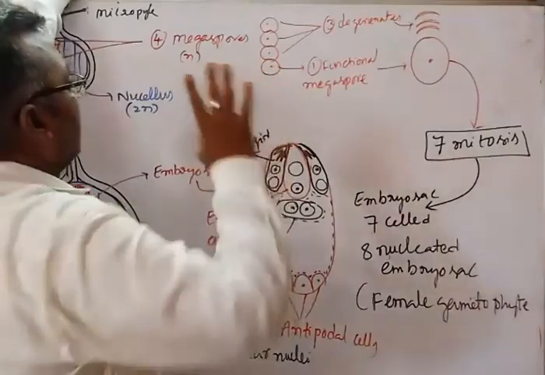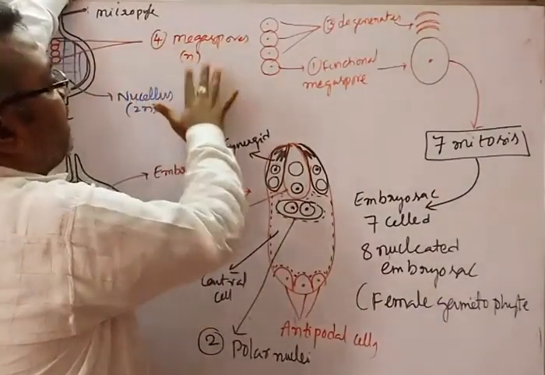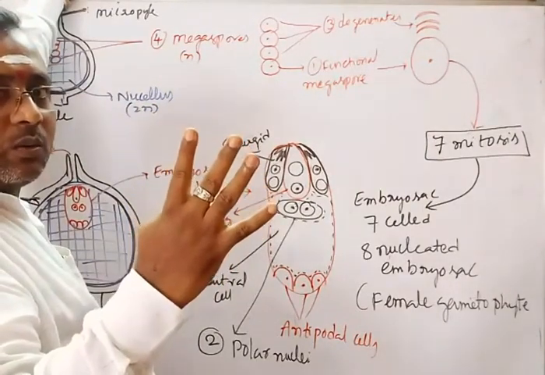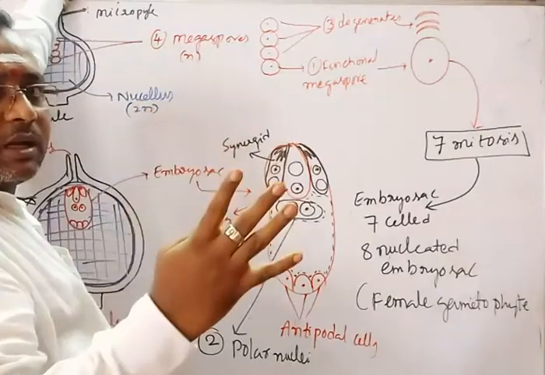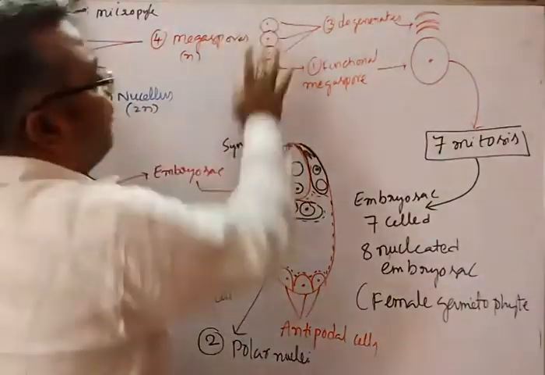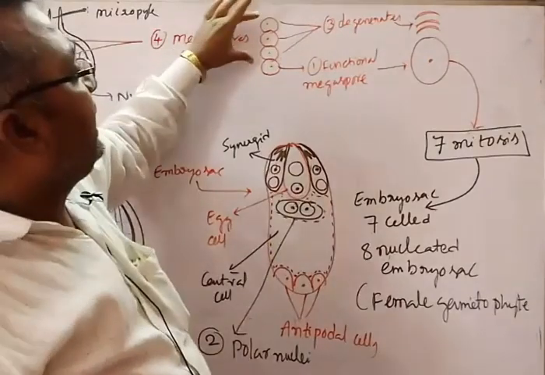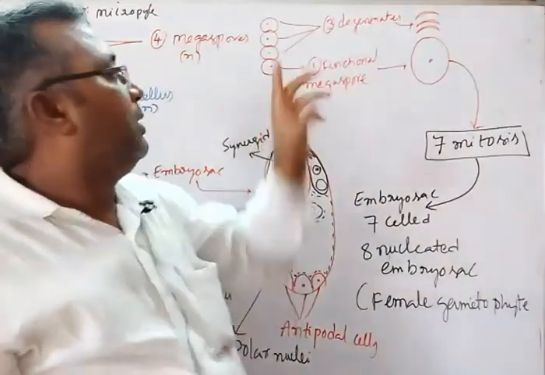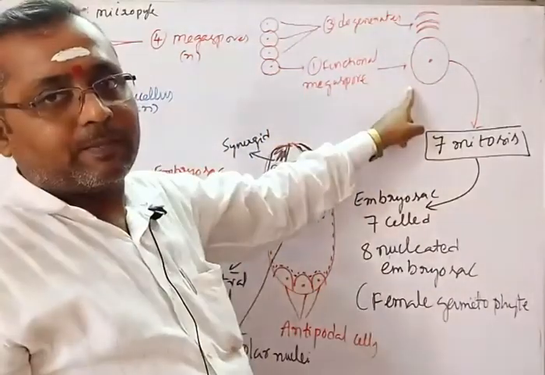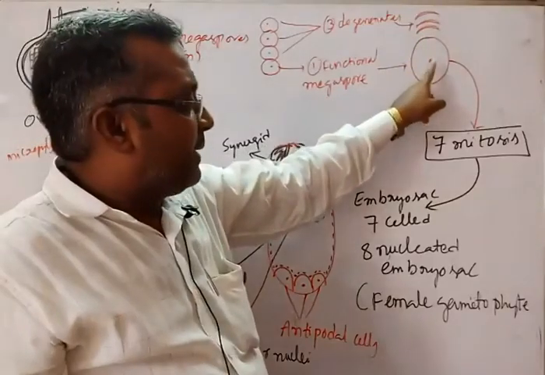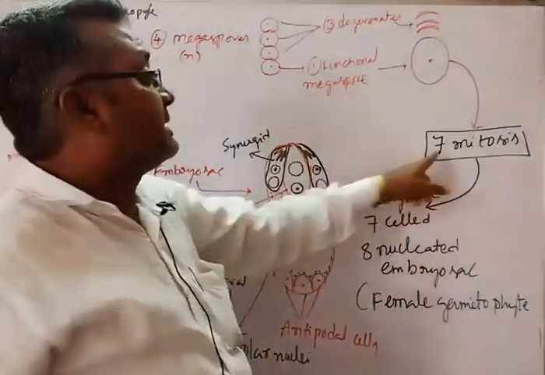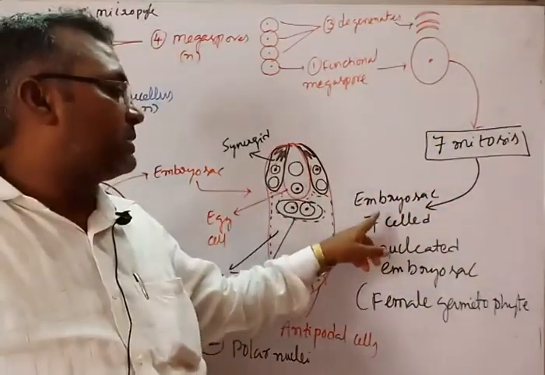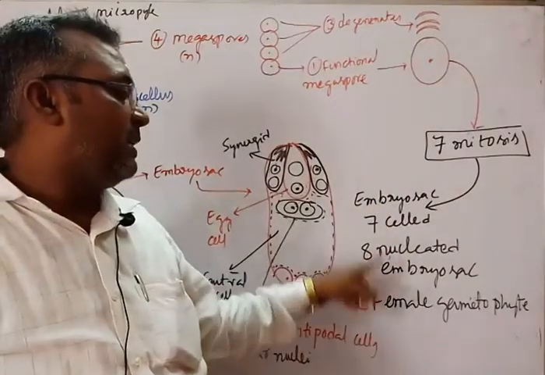I said 1 megaspore mother cell, when it divides by meiosis, you get 4 megaspores. Am I right? Yes or no? Out of the 4 megaspores, 3 of them will degenerate. Only 1 remains functional. This functional megaspore then undergoes 7 mitosis. 7 mitosis finally gives an embryo sac or female gametophyte with 7 cells.